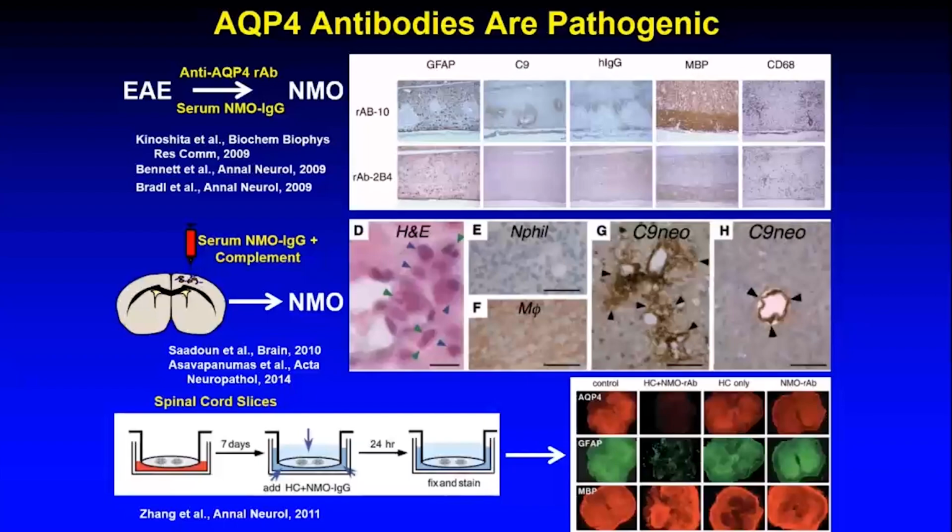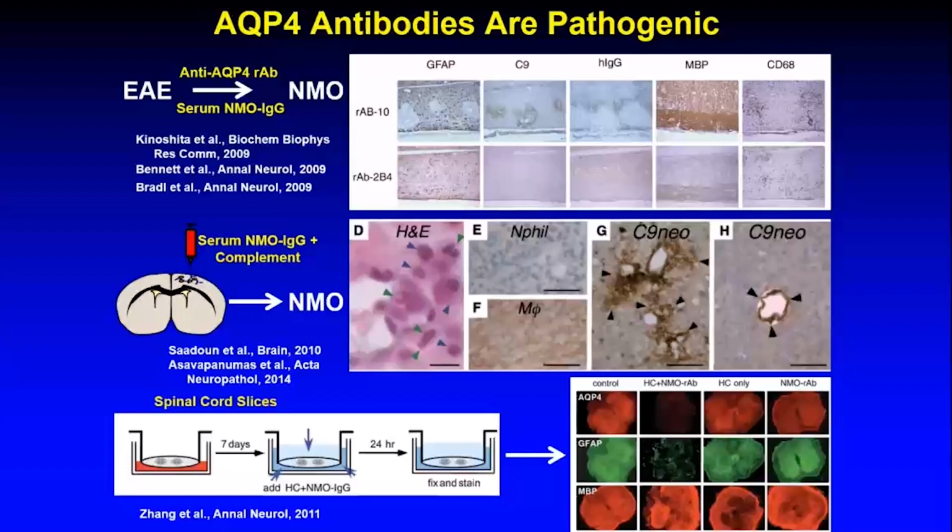And I don't know whether I have a pointer at all, so you'll have to take my word. Oh, I got one here. So we got inflammatory cells coming into the nervous system, complement deposition, and you can tell from here when the astrocytes are there in green, they're all destroyed once you have antibody and complement present.